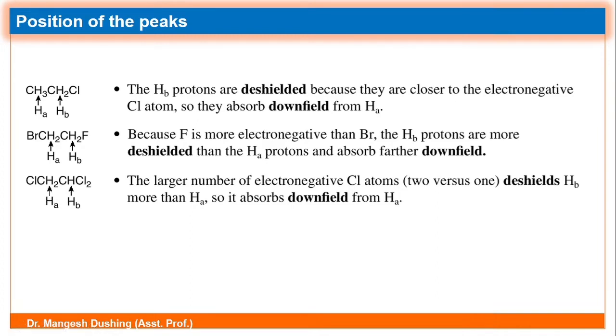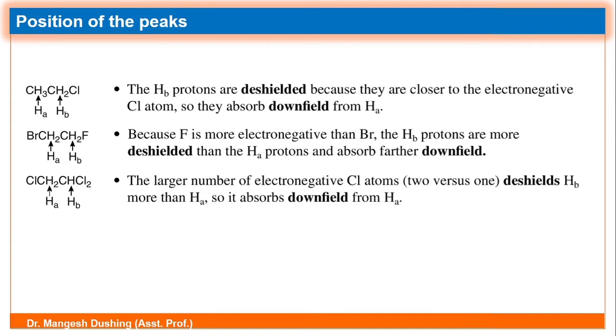Third example, that is trichloroethane, 1,1,2-trichloroethane. In this case, this carbon is attached to two electronegative atoms, while this carbon is attached to only one electronegative atom. So the minus I effect on this Hb is more. So these Hb protons are more de-shielded, as the larger number of electronegative atoms, that is chlorine atoms, de-shield the Hb proton more than the Ha. So Hb protons absorb more downfield than the Ha.